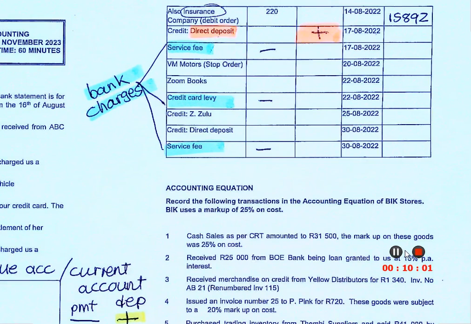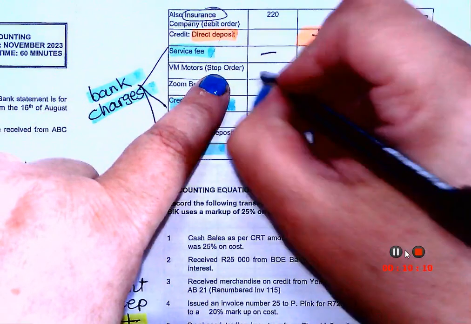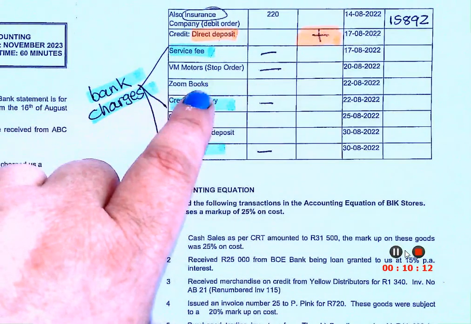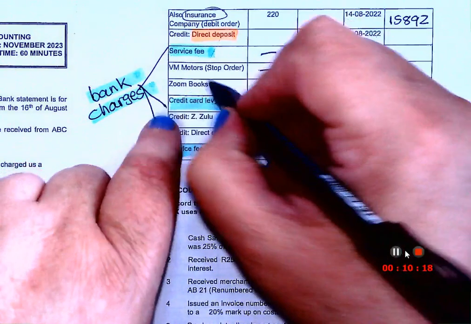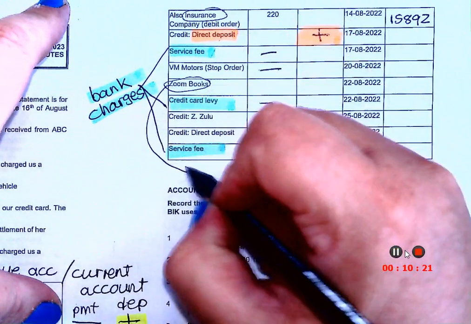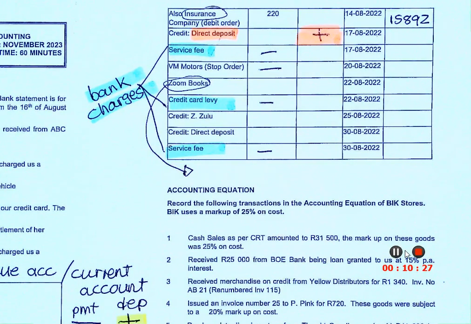Okay. So, now let's go on. VN Motors, can you see it's a stop order? So stop order is also a minus. Zoom Books, I have no idea. Can you see they don't tell me what's going on here? If there were additional information, they would have said something like either Zoom Books made a direct deposit for the rent, then it would be a plus. Or they will say, we paid with EFT Zoom Books for stock, then it would be a minus.